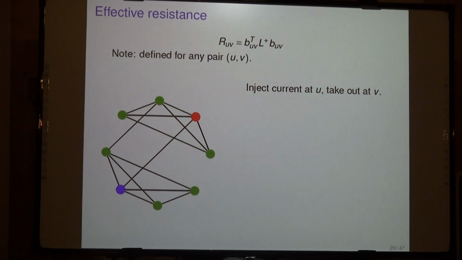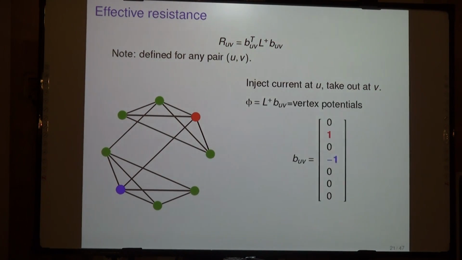Okay, so this takes a little bit of time to parse. So L is the Laplacian of the graph. L plus is the pseudo-inverse of the Laplacian. B_UV is the corresponding row of the edge incidence matrix. It's just minus 1 at U and plus 1 at V. This particular expression will not be that important, really, but here's what we will use.